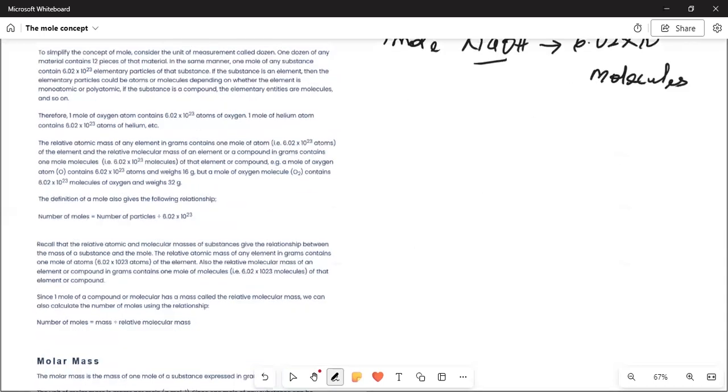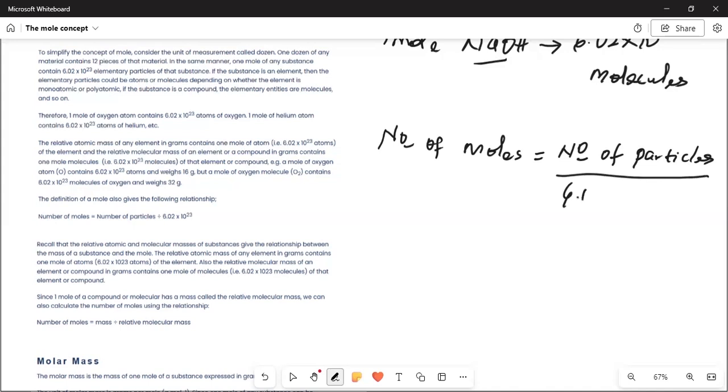Now, the definition of one mole of a substance gives the following relationship: the number of moles is defined as the number of particles divided by 6.02 times 10 to the power of 23. Another definition for number of moles is reacting mass over molar mass.